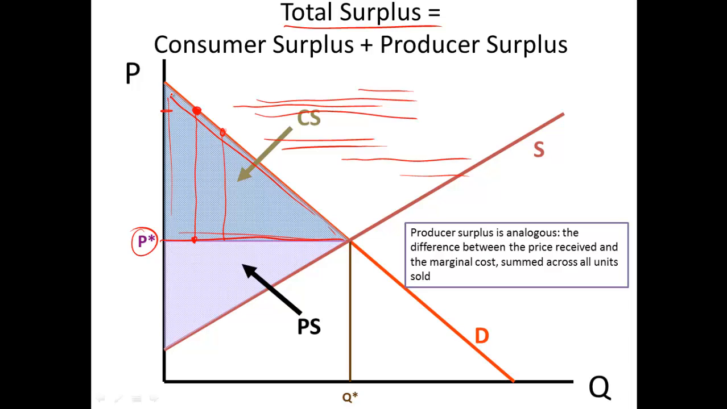There's an analogous concept called producer surplus. That's the difference between the price received by the seller and the marginal cost, summed or added across all the units sold. So think about the unit here. There's some seller who has this marginal cost, but she gets this price. And so the vertical difference between those two is some surplus for the producer. And the sum of those, that whole lavender triangle, is PS, or producer surplus.